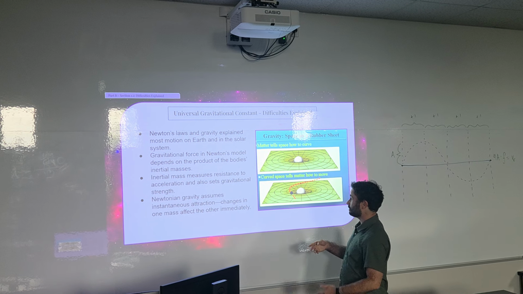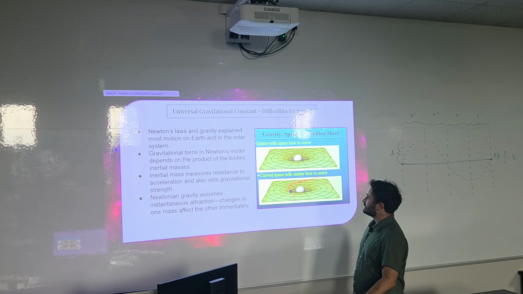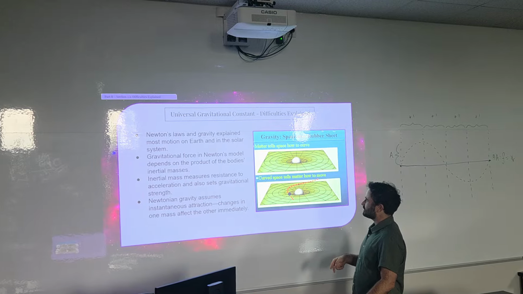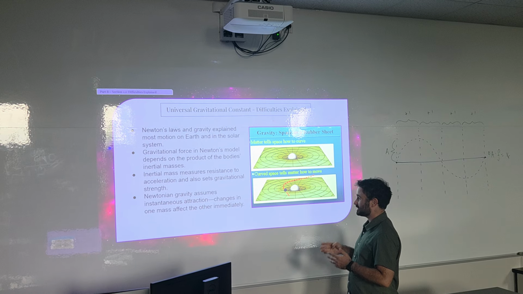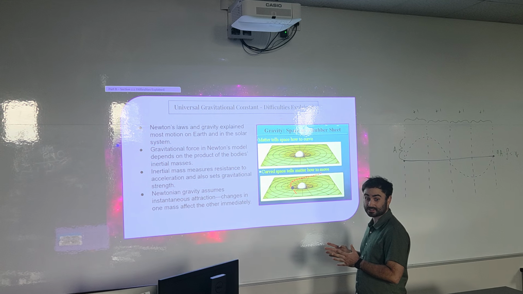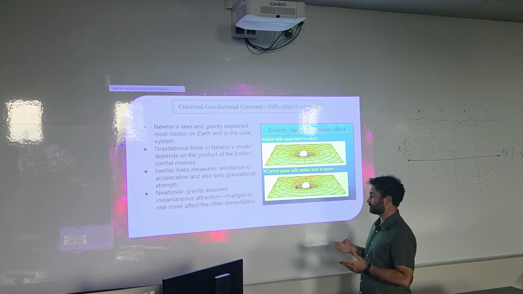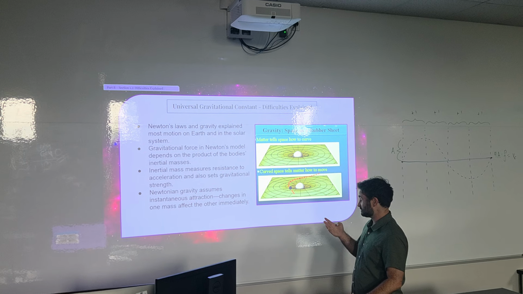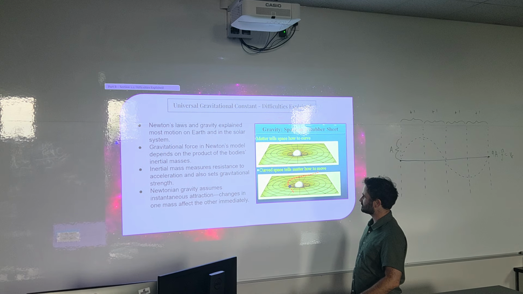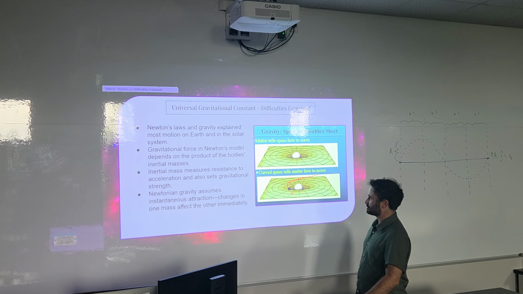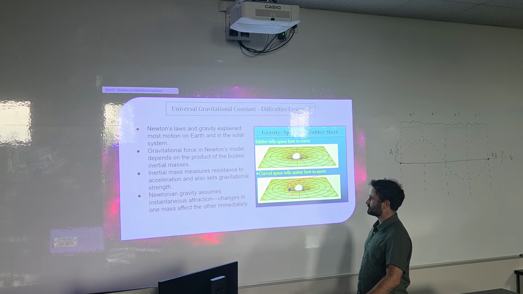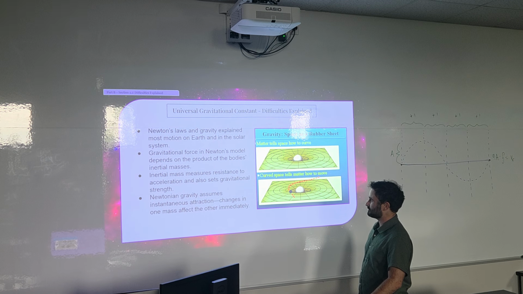I'm just going to go over the basics. It assumes that attraction is instantaneous. Remember, they had very primitive measurement devices, which only do so much, so to make it easier on themselves, they had to make that assumption. The inertial mass, measured in resistance, also sets gravitational strength.